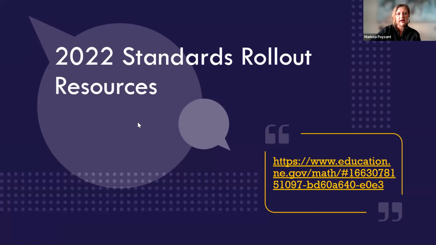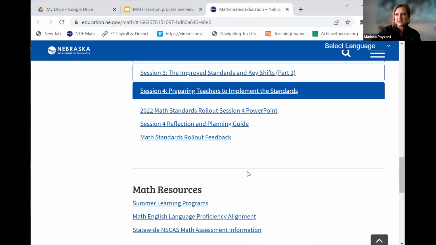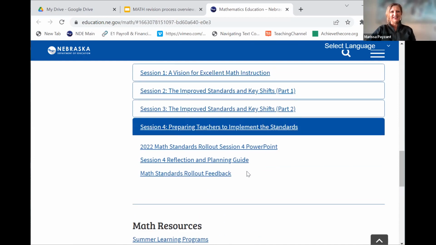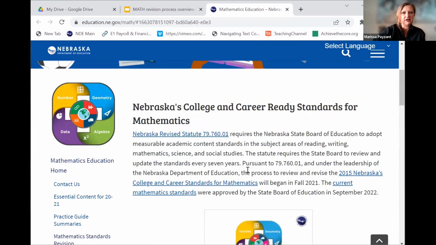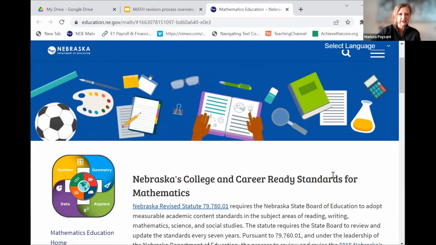Okay, so now I'm going to switch gears a little bit, and hopefully this will click over smoothly. I'm going to move us over to the NDE Math webpage and just do a quick overview of the sorts of resources we have available right now. Kelly, did my screen switch? Yay. Sometimes it doesn't always. Okay. So I'm on the main page here for NDE mathematics.